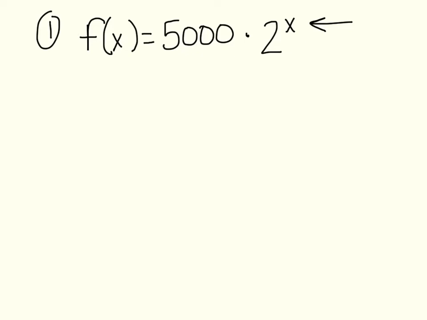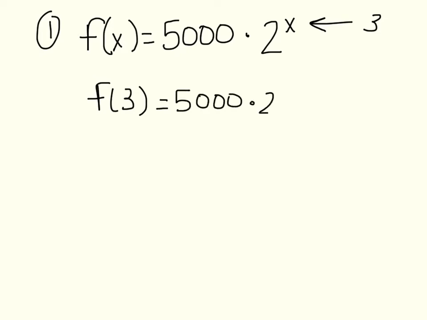X is the number of decades. A decade is 10 years. So how many 10 years are in 30 years? It'd be 3. So we're going to plug in 3 for x. So that means we're going to find the evaluation of f of 3. 5,000 times 2 to the 3rd power. That would be 5,000 times 8. And 5,000 times 8 is going to be $40,000.